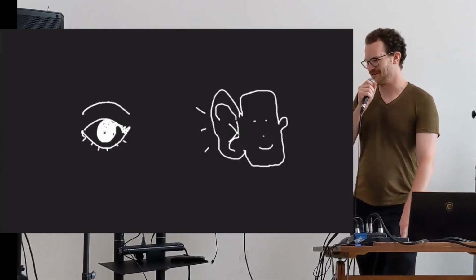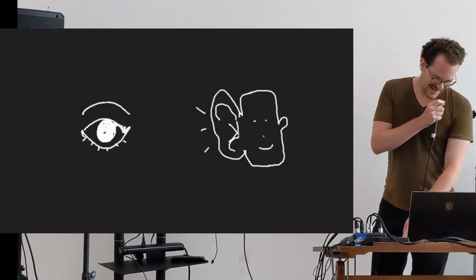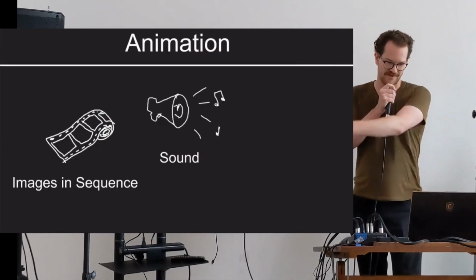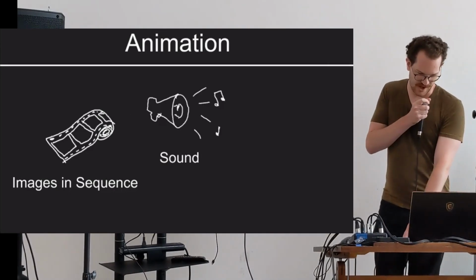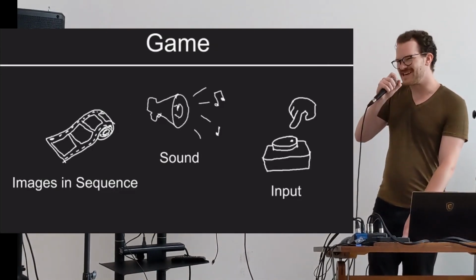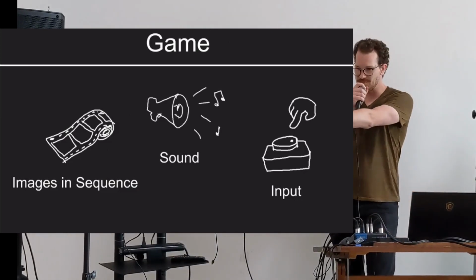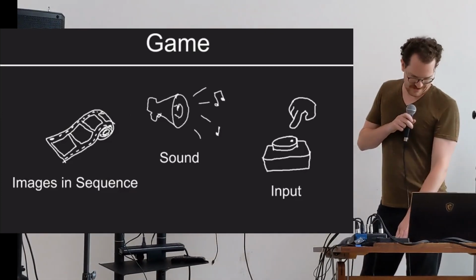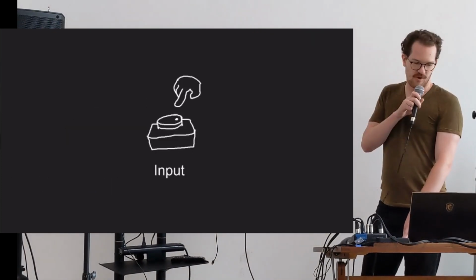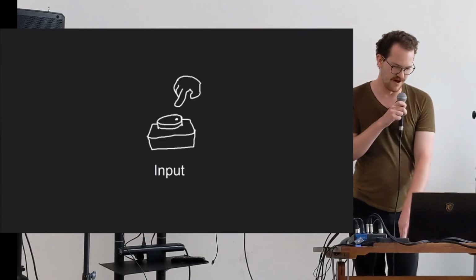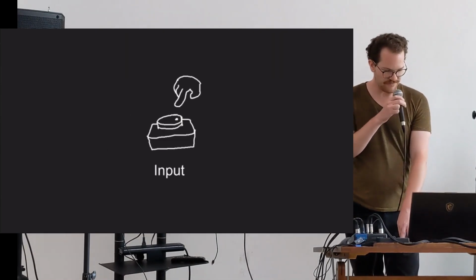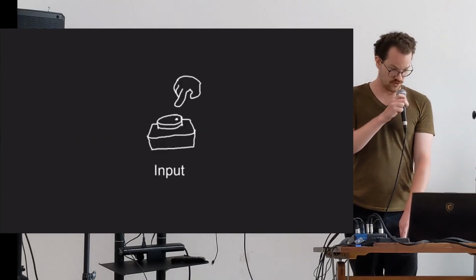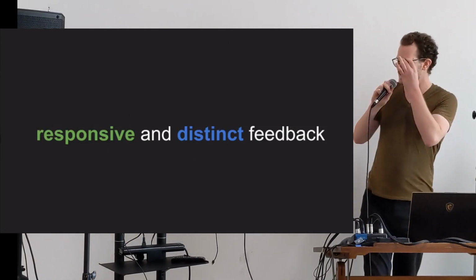That's a giant ear on a small head. So to engage in those senses, we need images in sequence and sound. And if we continue with that abstraction, what is a game but an animation with input, as we covered in Cass's talk? Now, input can be a whole talk in itself, but to keep it brief, I feel that the most important aspect of designing input is to provide responsive and distinct feedback.